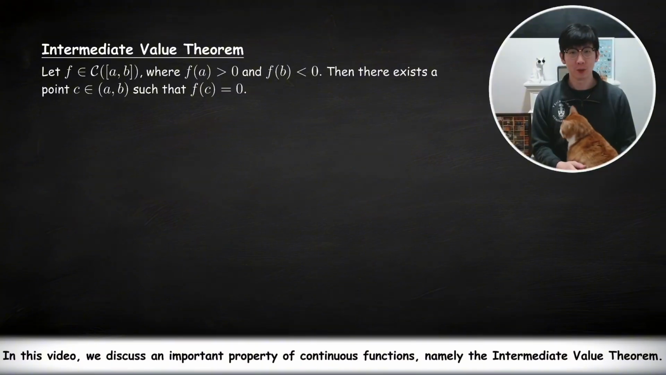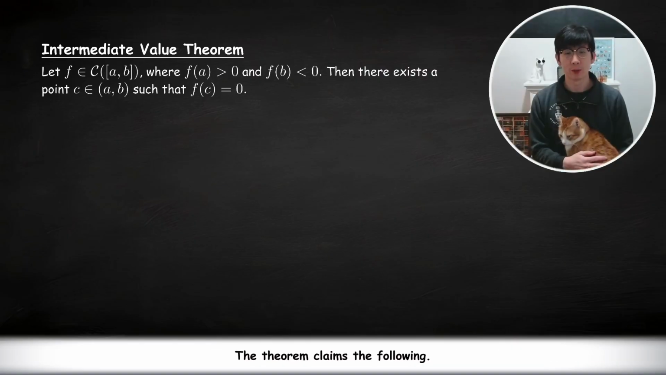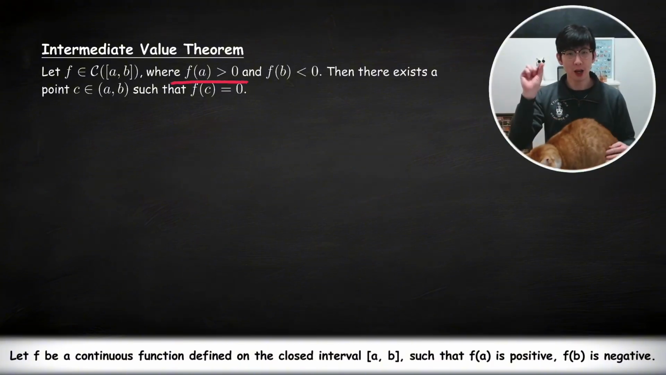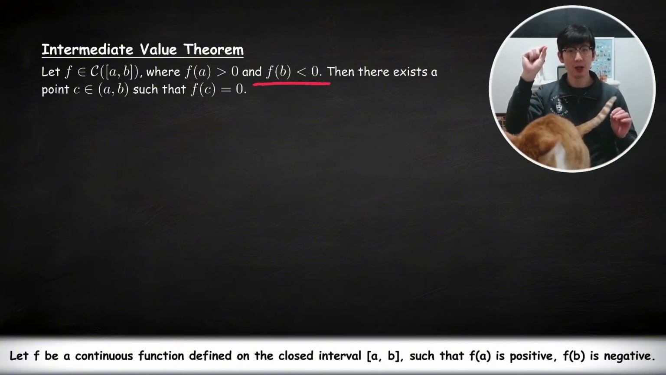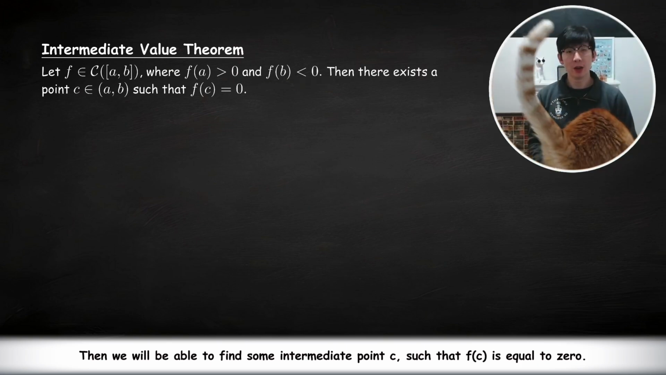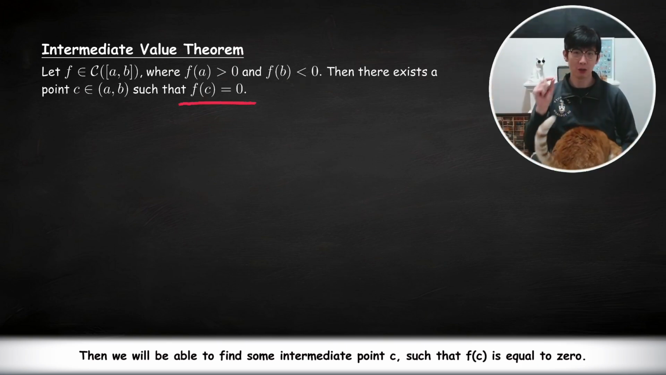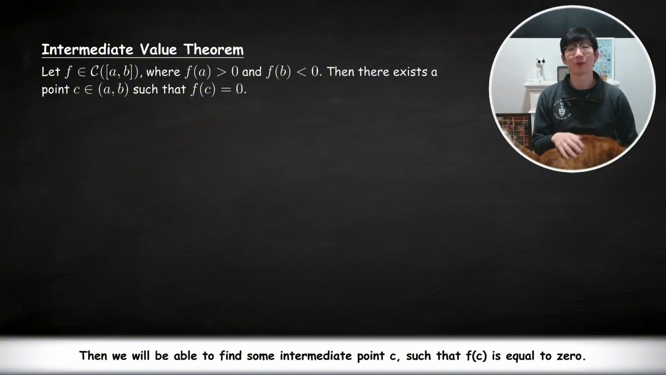In this video, we discuss an important property of continuous functions, namely the intermediate value theorem. The theorem claims the following. Let f be a continuous function defined on the closed interval [a, b], such that f(a) is positive, f(b) is negative. Then we will be able to find some intermediate point c such that f(c) is equal to 0.